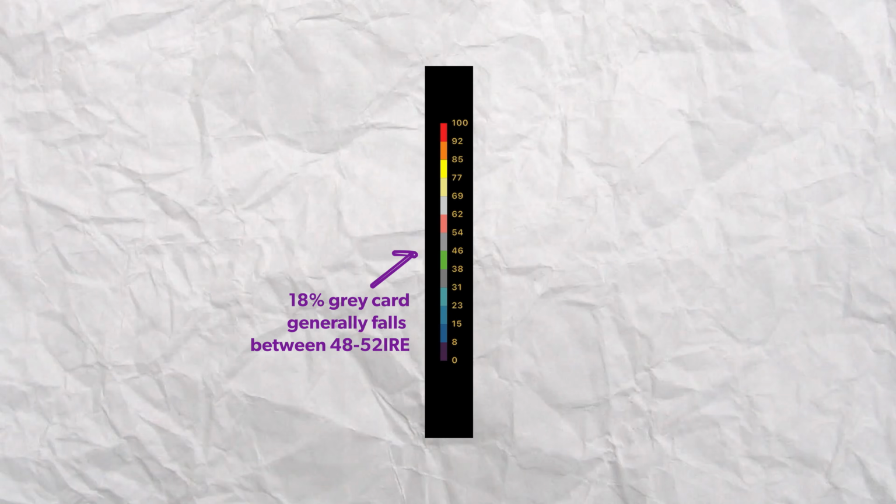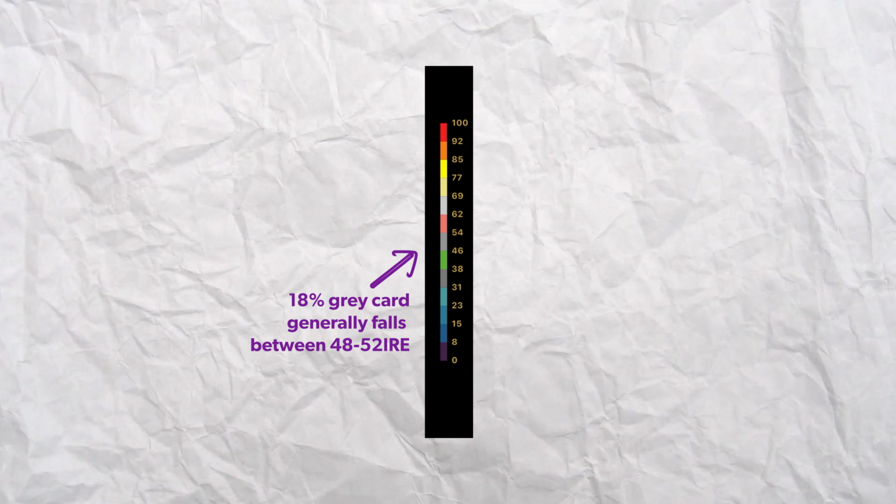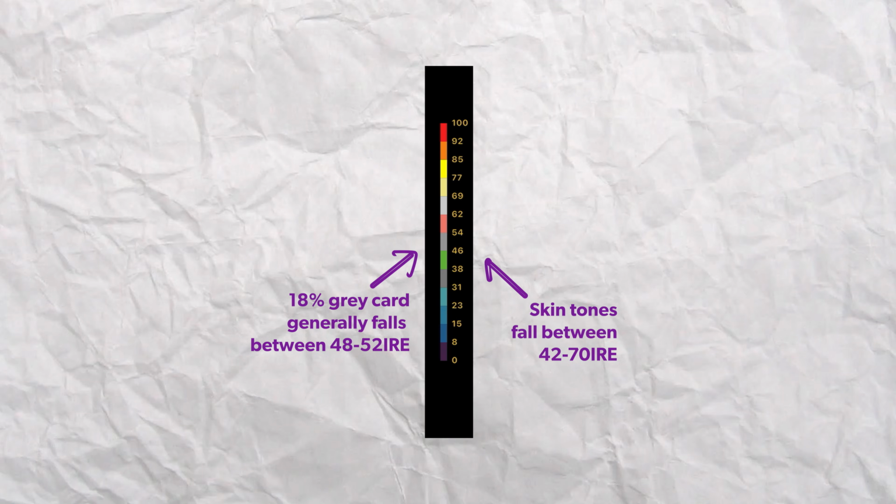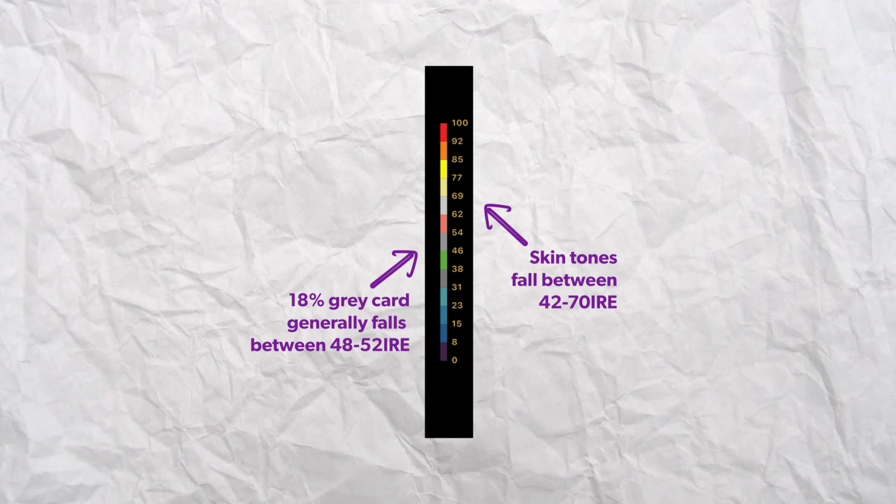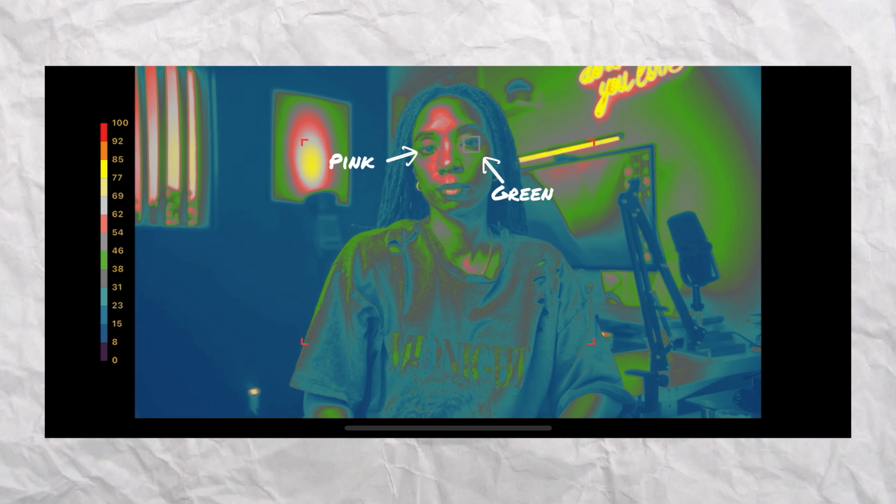Now, the middle gray card, which is the 18% gray card, is between 48 to 52 IRE. And normally with skin tones, you want to be between 42 to 70. Here's why. For darker skin tones, you want to be between 42 and 58. That's pretty much between your green and your pink. That lets you know that you have really good exposure on the skin, darker skin.